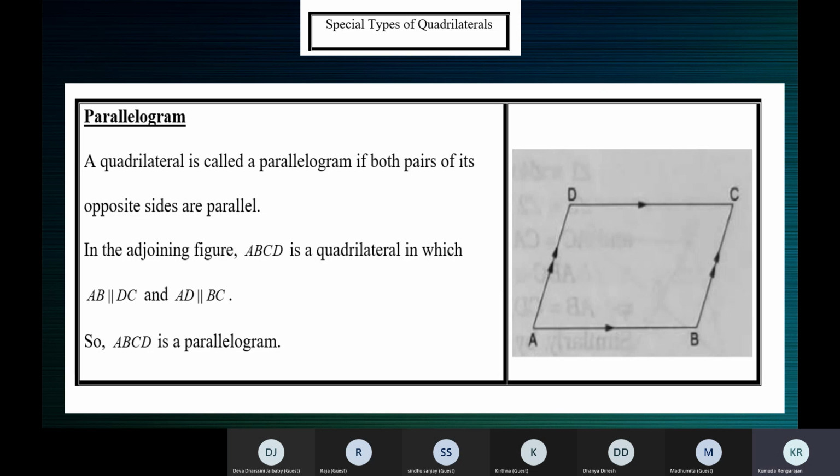Now tell me, with respect to this figure, which are the opposite angles? Now apply the property of the parallelogram and tell me. ABCD is a parallelogram. The property is opposite angles are equal. Now in this figure, which are the equal angles? Angle A and angle C, angle B and angle D, ma'am. Okay, angle A is equal to angle C. Angle B is equal to angle D.